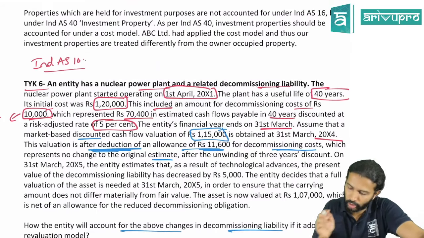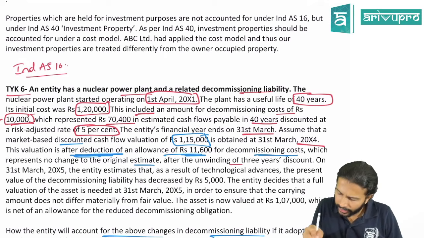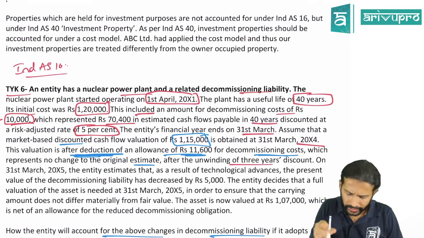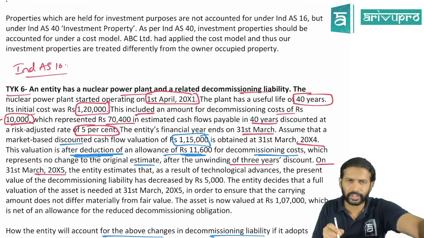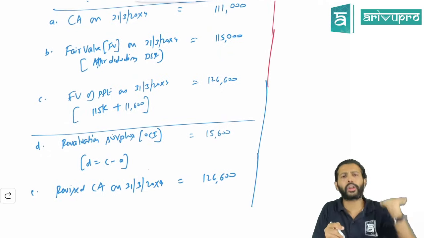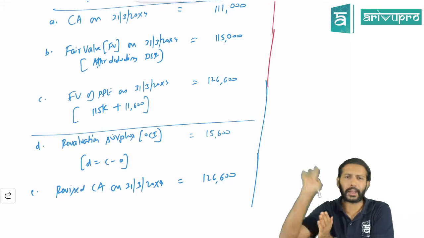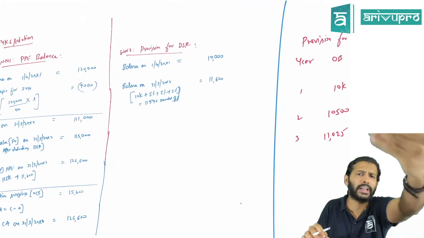Okay, let's come back to the question now. Third year you got a gain. Okay. Alright, after unwinding of 3 years' discount, which we've already done, on 31st March 20x5. Okay, on 31st March 20x5. We are currently on 31st March 20x4 now. One more year has happened. Then they are saying something new has come in. So before that, let's do a thing. We will give one more year's impact.